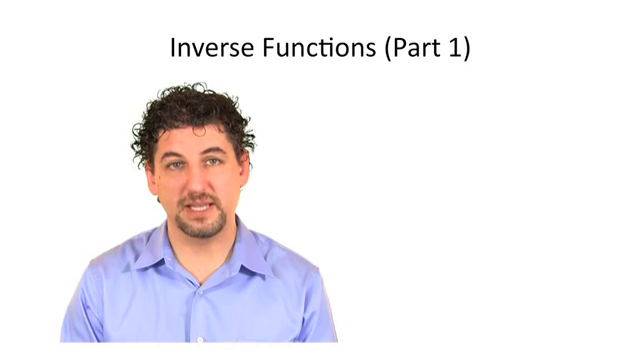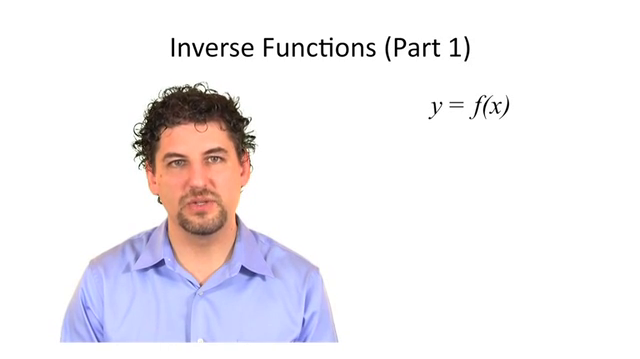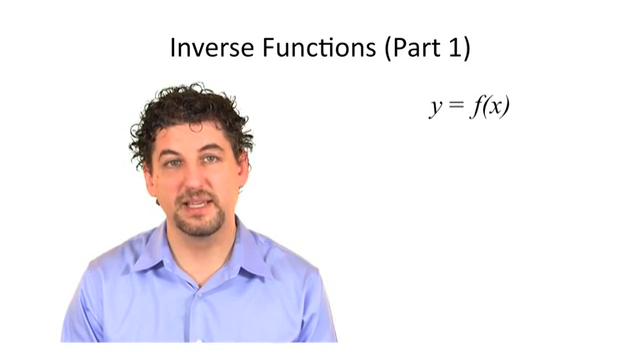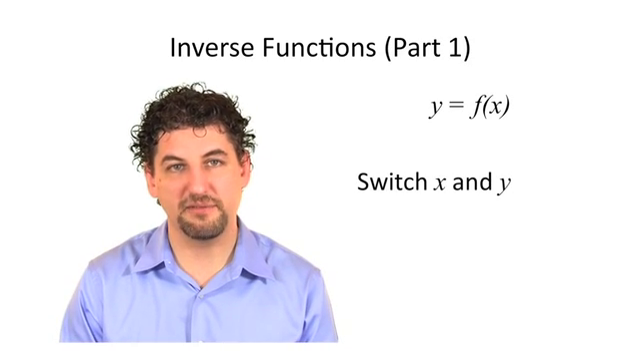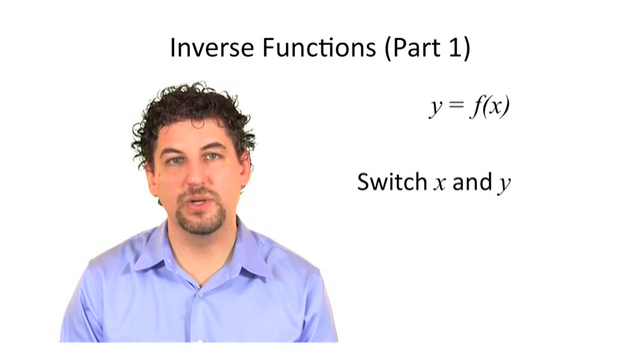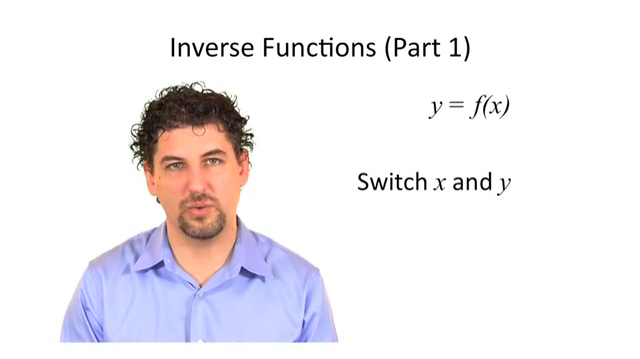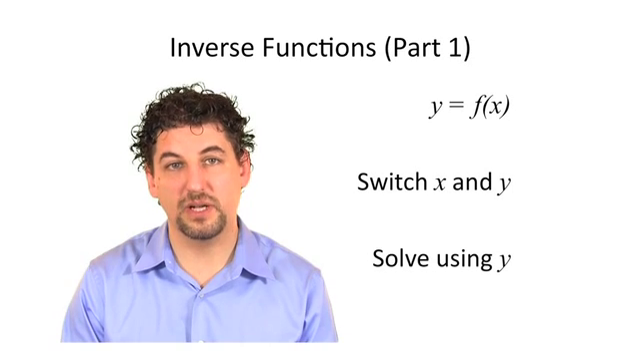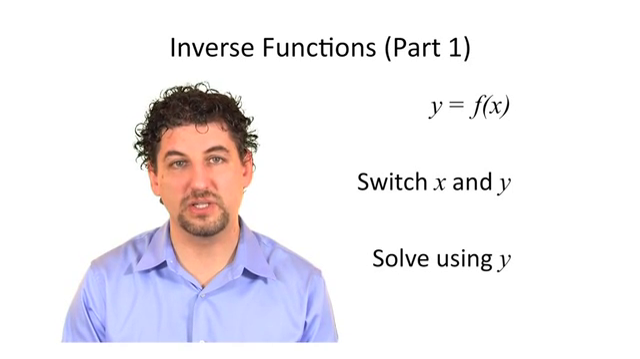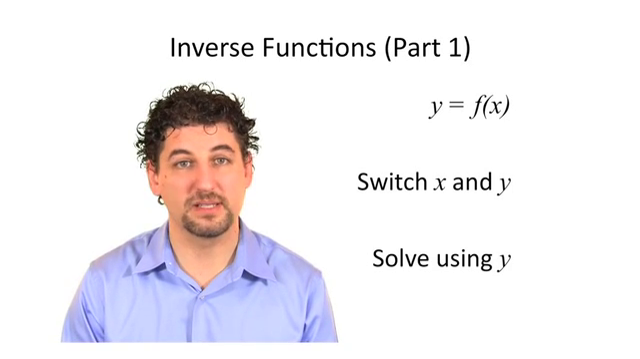A couple of tips to keep in mind. First, I want you to replace the function notation with y. If you have a typical equation using function notation, where f of x equals something or g of x equals something, replace that function notation with y. Next, switch the positions of x and y in the equation. Rewrite the equation so that x and y have switched positions. And then finally, solve for y, until you get something that looks like y equals the rest of the function.